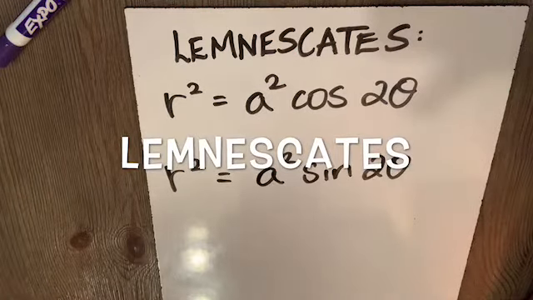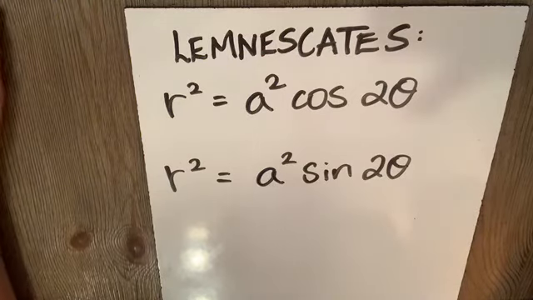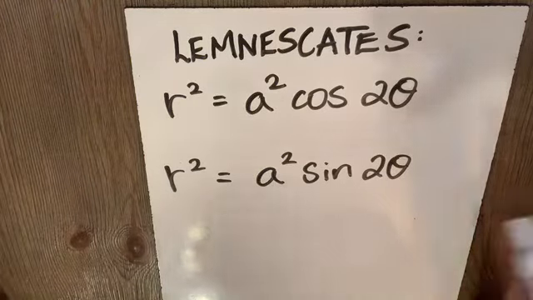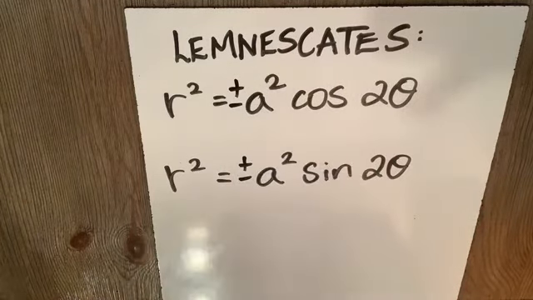Lemniscates. What gives lemniscates away? Of course, it's r squared. It's the only one with r squared. If we see r squared, you know it's immediately a lemniscate. So I don't care if it's plus or minus for sine or cosine.